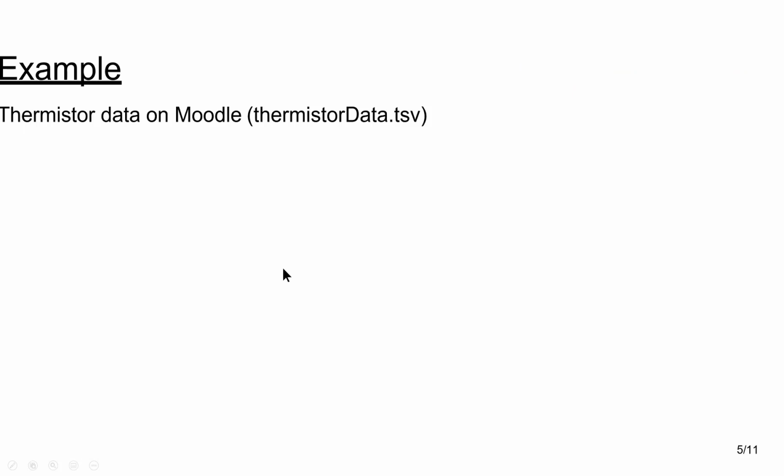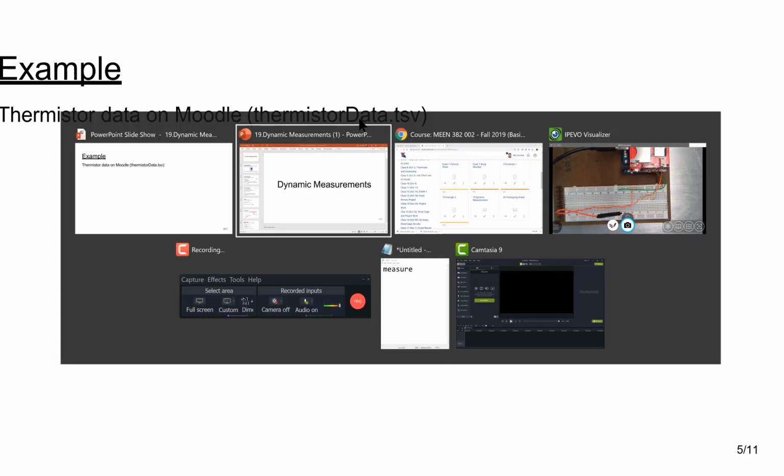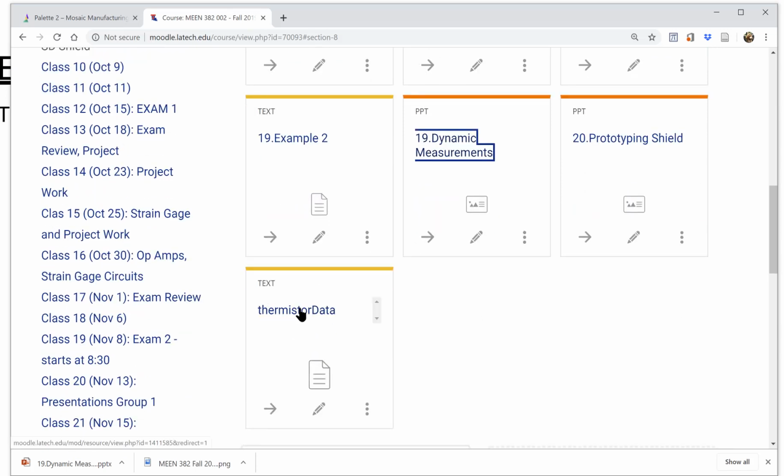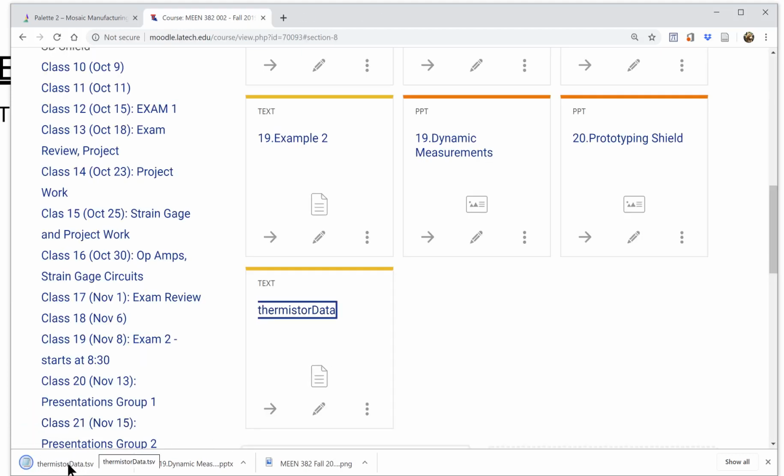All right, so I put on Moodle a file called Thermistor Data.tsv. So that should be in Moodle. Yeah, right there. Thermistor Data, hopefully .tsv is the extension. You might have to name it that when you download it. So let's get that thing. Yeah, it does come up as TSV. So we've got this Thermistor Data.tsv.